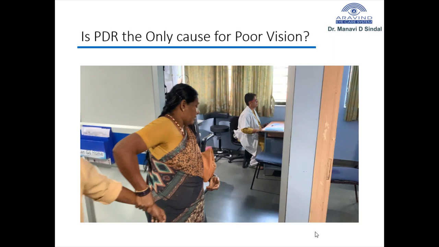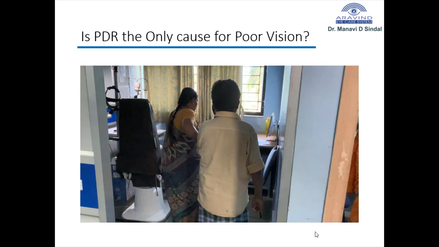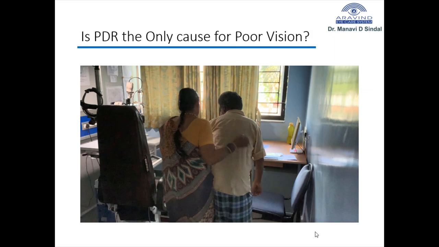This is another example. This is just to show what my cubicle is like. This is a gentleman with bilateral vitreous hemorrhage coming to my room for his preoperative workup. But just to give you an idea of what my cubicle looks like, this is the chair and the patient has to come and sit here.